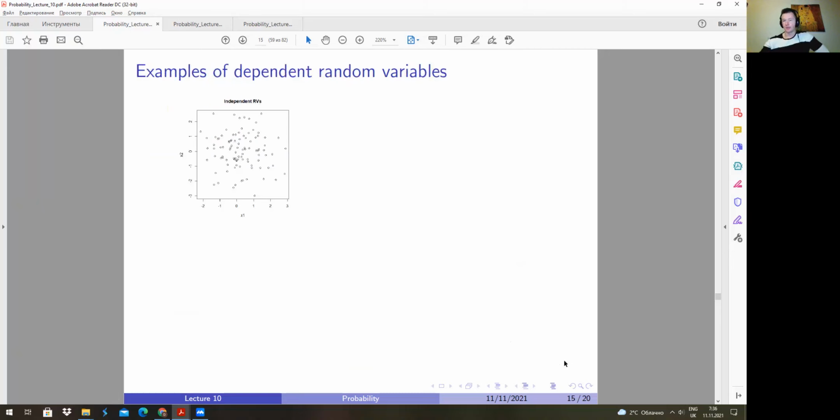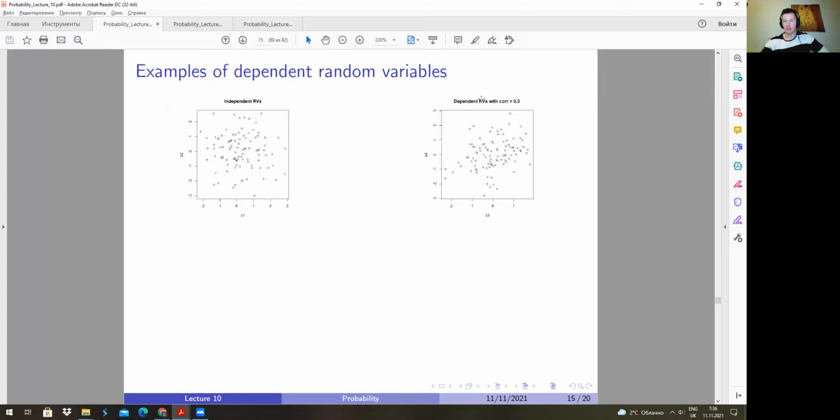So here are some graphical examples of dependent random variables. When we have x1 and x2 and they are purely independent, we might observe graphically something like this. The distribution of their values is going to be kind of chaotic and you will not see any particular pattern. So this is for two independent random variables, x1 and x2.